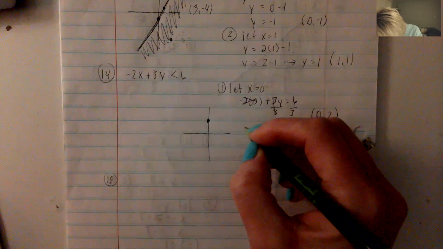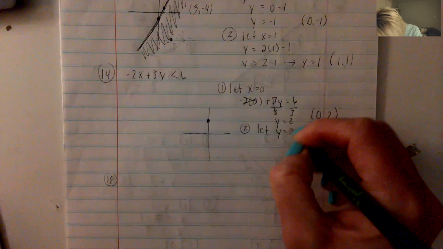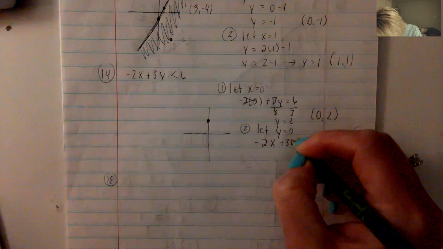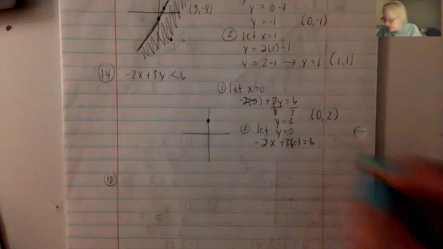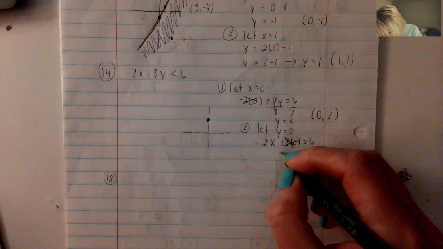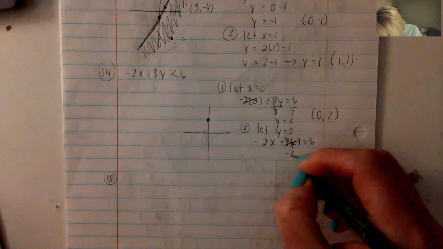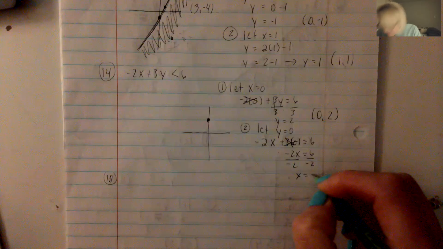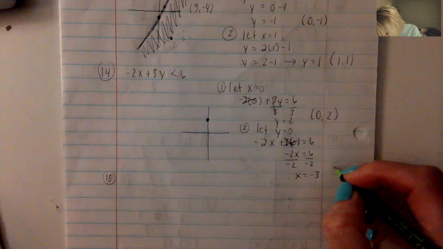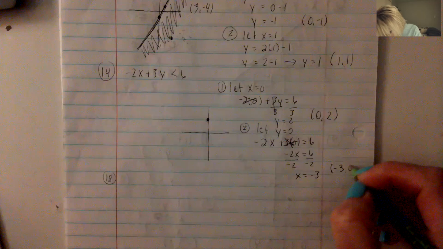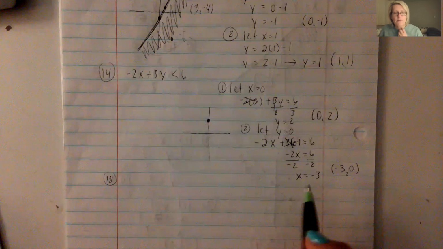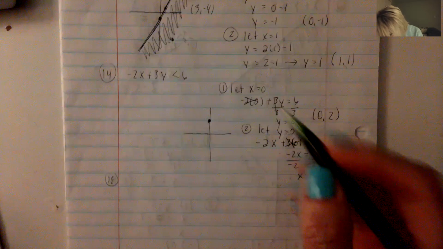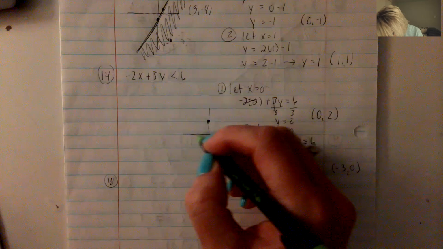And then my second point, I'm going to let y equal 0. So in that case, I have -2x plus 3 times 0 equals 6. So that goes to 0. So we have -2x equals 6. So I'm going to divide by -2. So x equals -3. So my other point is -3, 0, because x is -3 and we put 0 in for y. So -3, 1, 2, 3 right here.